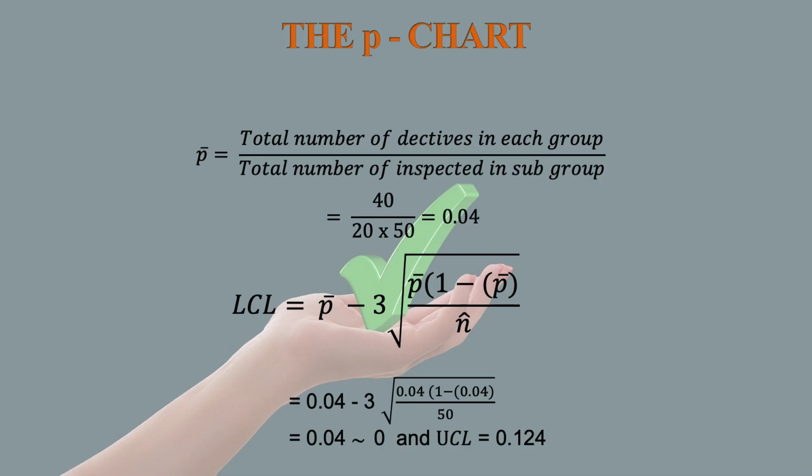Now for UCL, that is the upper control limit, we can calculate it as 0.04 plus 3 under root 0.04 multiplied by 1 minus 0.04 divided by 50, that comes out to be 0.124. But after calculating, you must see whether any value you are getting is more than the upper control limit. Now let us see how we can proceed for this numerical.